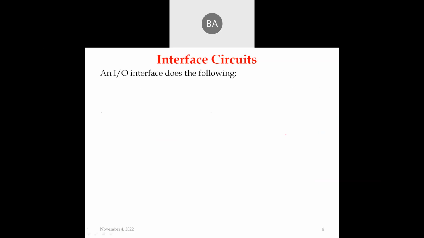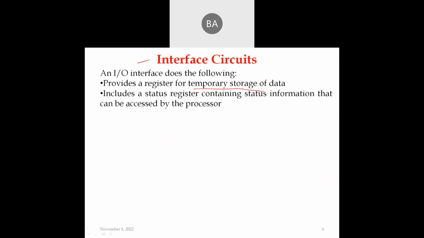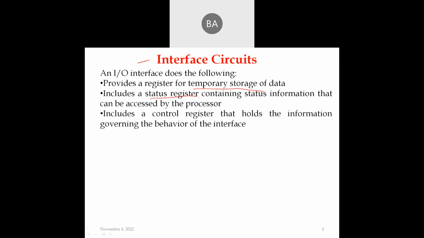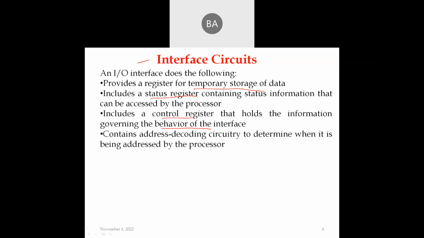So this is an IO interface. What does this IO interface circuit perform? We already discussed that this IO interface circuit provides a register for temporary storage of the data, which we call a data register. The IO interface also includes a status register containing the status information that can be accessed by the processor. And the IO interface includes a control register that holds the control information, which is used for understanding the behavior of the interface. So these are the three important registers that this IO interface circuit consists of.